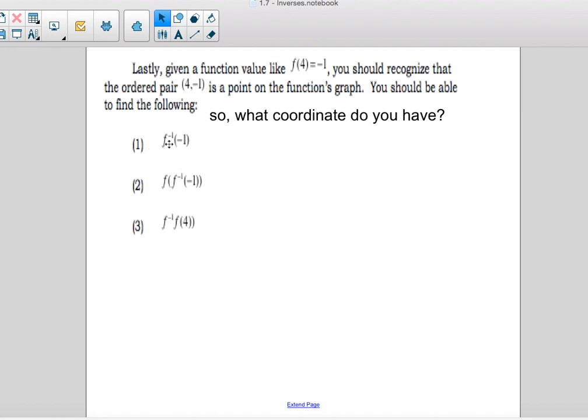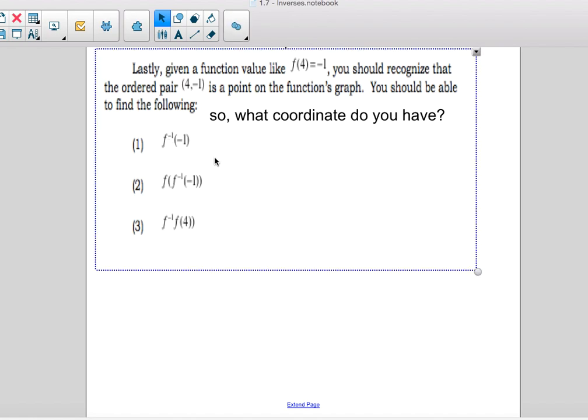So we should be able to find all of this and make sense of all of this, right? So this means f inverse of negative 1, right? What does that exactly say? It means if I plug in negative 1 into the inverse, what should I get? Well, let's think about it. If the original has 4 comma negative 1, that means the inverse has the coordinate point of negative 1 comma 4. So if I did f inverse of negative 1, that would be like, what is the result if I plug in negative 1? Well, the result would be 4. Right? If I plug in negative 1, I get 4.